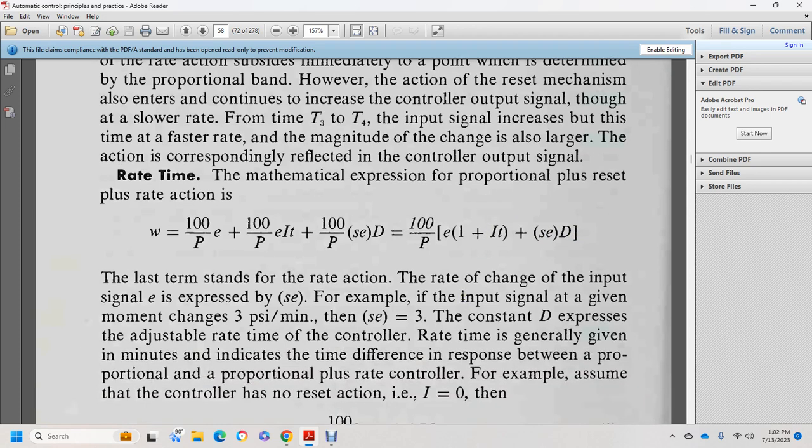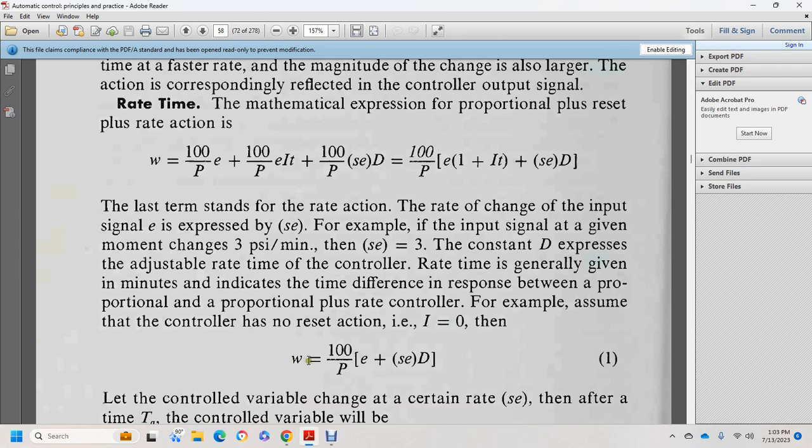The last term stands for the rate action, the rate of change of the input signal, expressed by SE. For example, if the input signal is given as changing at 3 psi a minute, then SE is 3. Constant D is the adjustable rate of the controller, given in minutes. To give the time difference in response between proportional plus rate control, for example, assume the controller has no reset action, a factor of 0.